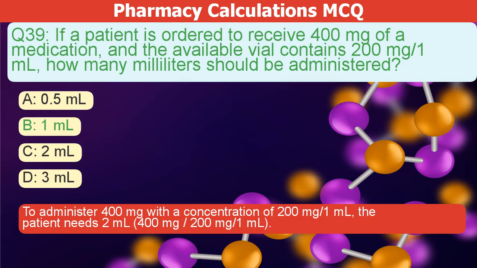To administer 400 milligrams with a concentration of 200 milligrams per milliliter, the patient needs 2 milliliters. That's 400 milligrams divided by 200 milligrams per milliliter.